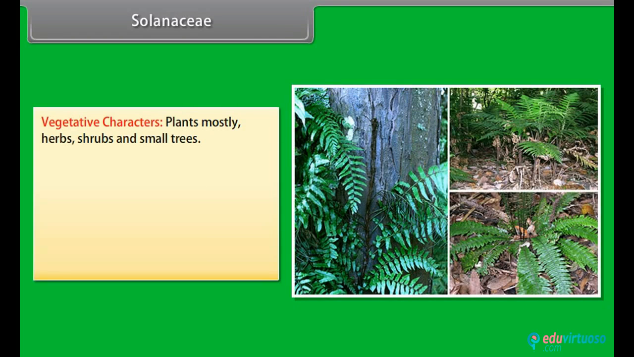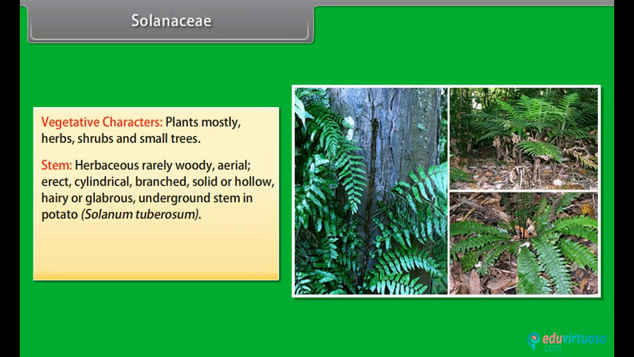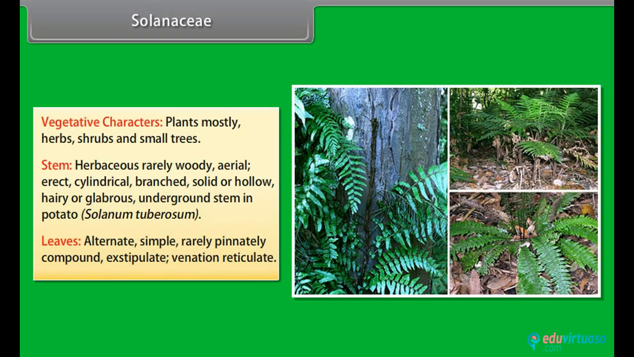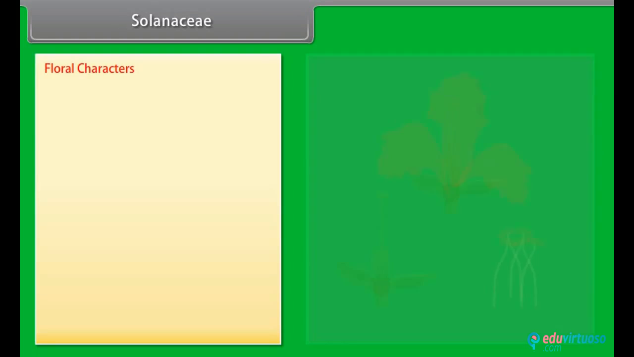Vegetative characters. Plants mostly herbs, shrubs and small trees. Stem. Herbaceous, rarely woody, aerial, erect, cylindrical, branched, solid or hollow, hairy or glabrous, underground stem in potato, Solanum tuberosum. Leaves. Alternate, simple, rarely pinnately compound, exstipulate, venation reticulate. Floral characters.